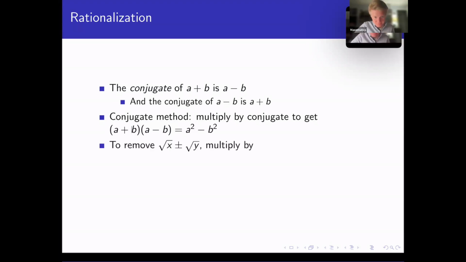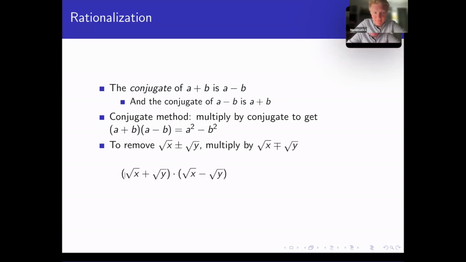Okay. So let's say our denominator is square root of x plus or minus square root of y, we want to multiply by the opposite sign, but still square root of x and square root of y. So if this is square root of x plus square root of y, multiply by square root of x minus square root of y. If this is square root of x minus square root of y, multiply by square root of x plus square root of y. Okay, and we do that because square root of x plus square root of y multiply by its conjugate, square root of x minus square root of y.